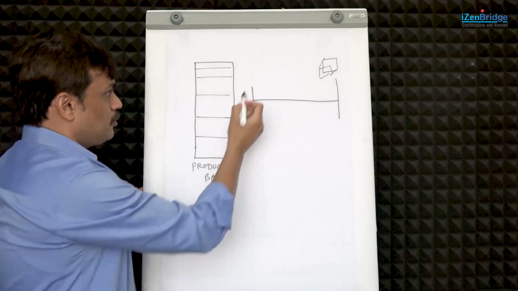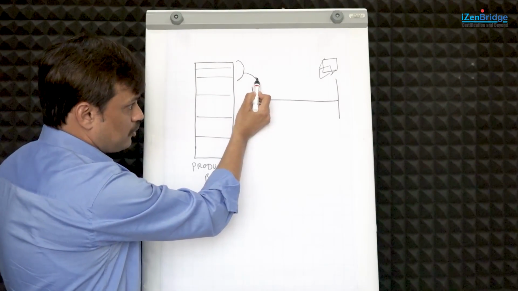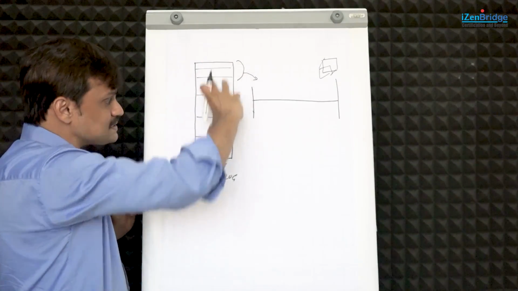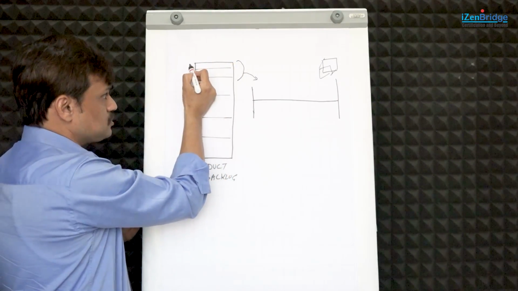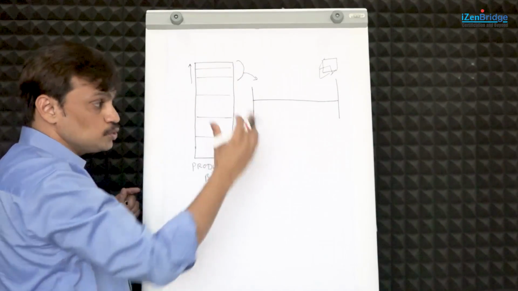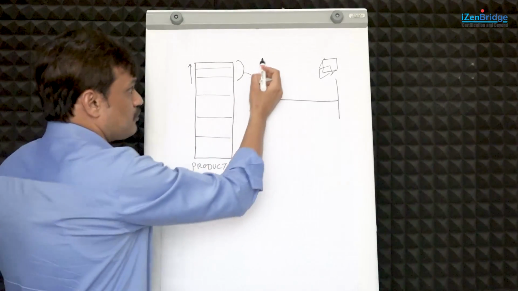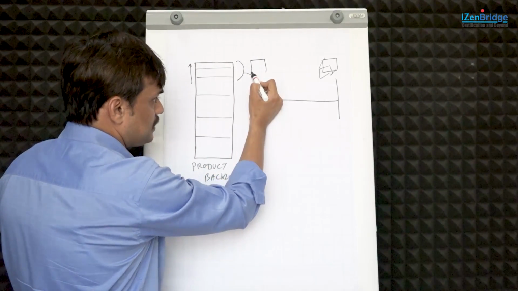Now, what can be done in a given iteration, we need to find that out. So, there will be a section of high priority items coming on the top of the product backlog, which you as a development team want to pick up for your given iteration. And for that, you do an iteration planning meeting.